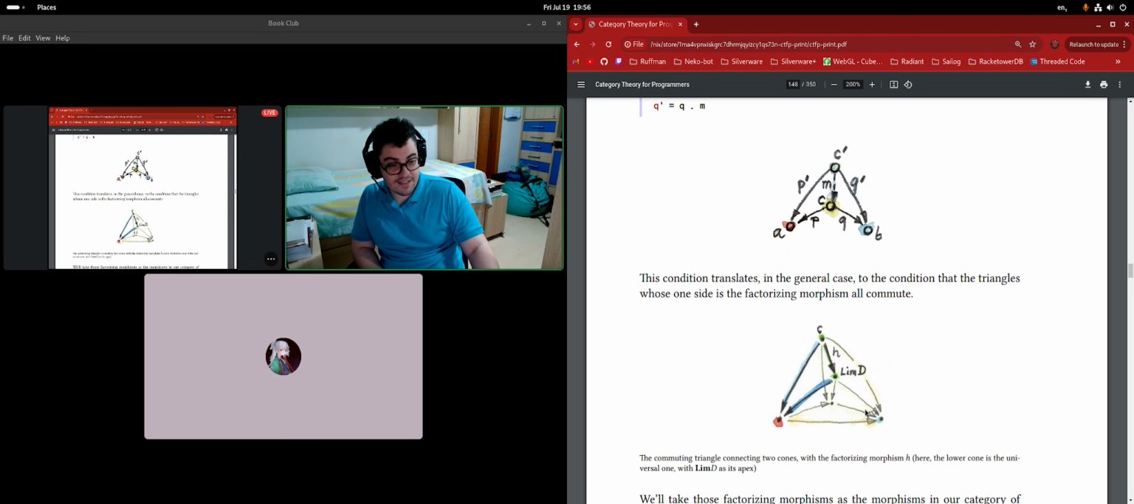And this is where I got lost reading the chapter. This condition translates, in a general case, to the condition that triangles whose one side is the factorization morphism all commute. And then there's this thing with the legend. The commuting triangle connecting two cones with the factorizing morphism H. Here, the lower cone is the universal one with lim D as the apex. What the heck is this? What the heck is happening here?